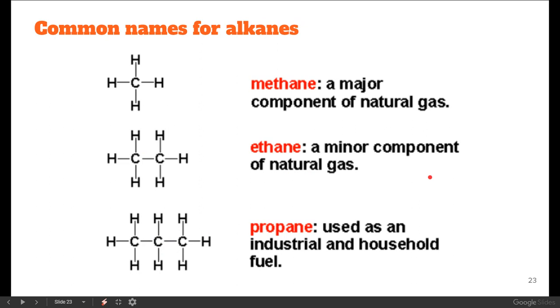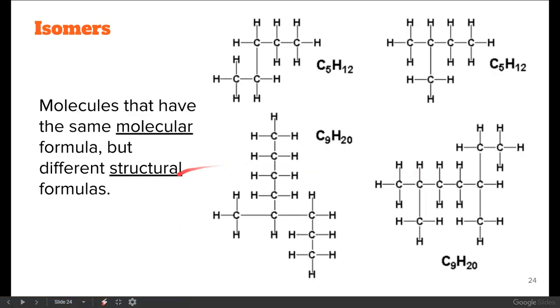It's called butane. That's if you have 4. But that's no big deal. We can get into that later. Molecules that have the same molecular formula but different structural formulas are called isomers. All right, so let's look at these 2 at the top.